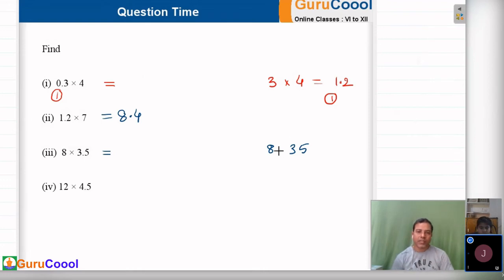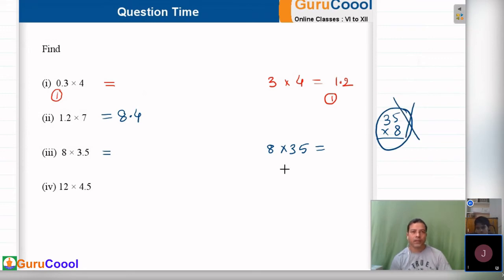So you have to multiply 35 and 8 first. How do you multiply 35 and 8? This way? Yes, sir. You don't need to do it this way. There is a simpler way. 8 5 ja.